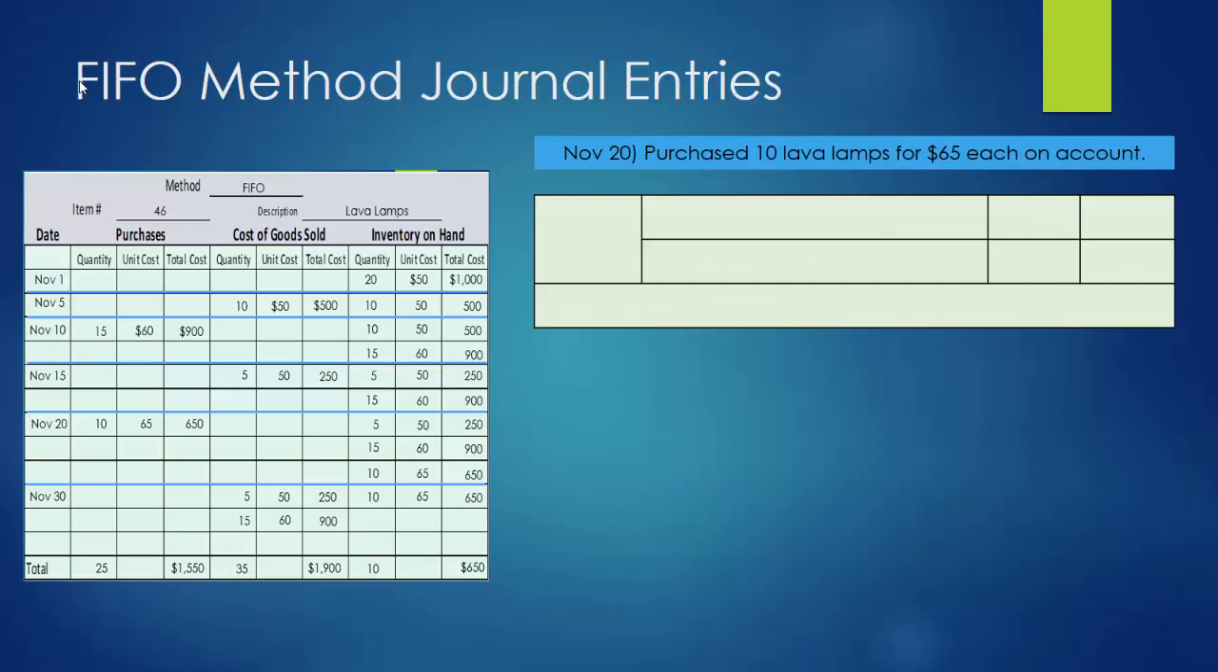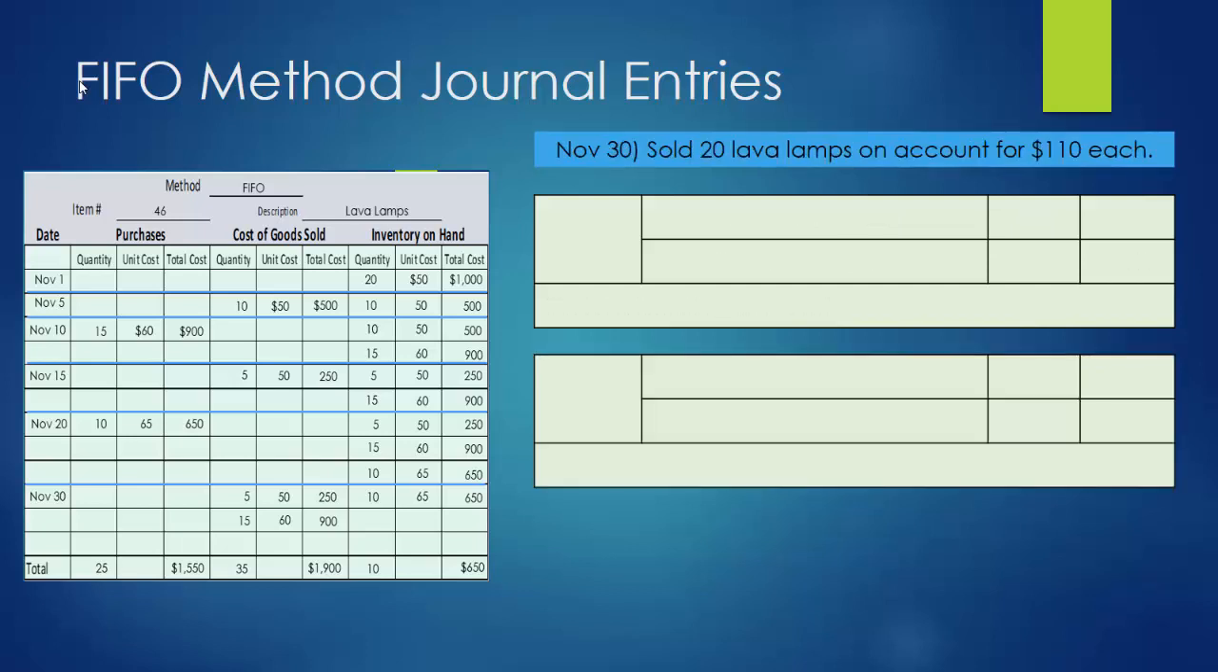On November 20th, we purchased 10 lava lamps, and we did so at $65 each. Well, same entry we had before. We're going to debit merchandise inventory for the total cost of this purchase, which our perpetual inventory record tells us was $650. And we're going to credit accounts receivable for that same $650. We purchased inventory on account.